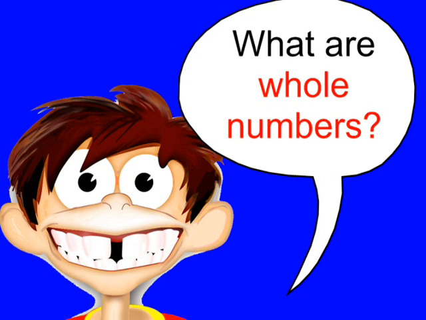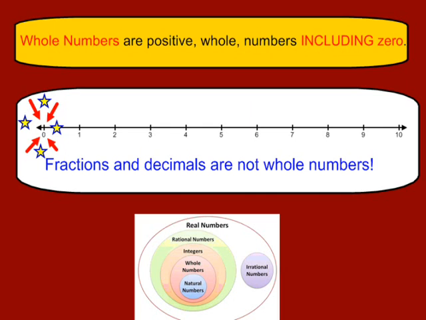Now, whole numbers are the next type of number, and they're the exact same thing as counting numbers, except they do include the number 0. So they're all positive numbers, they're all whole numbers, and they start with the number 0. And if you look at our chart here, whole numbers include all of the natural numbers.